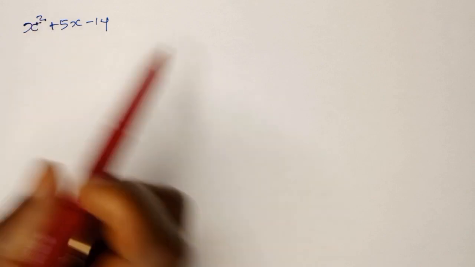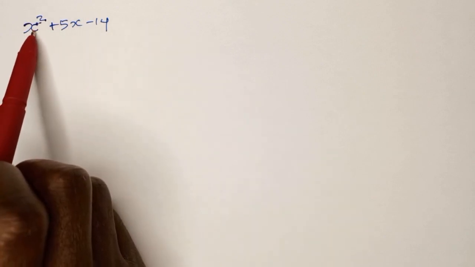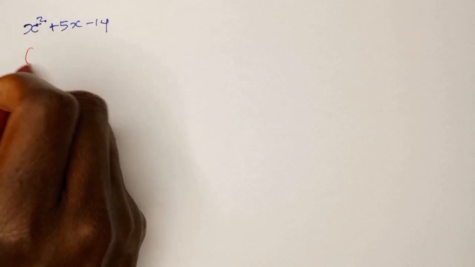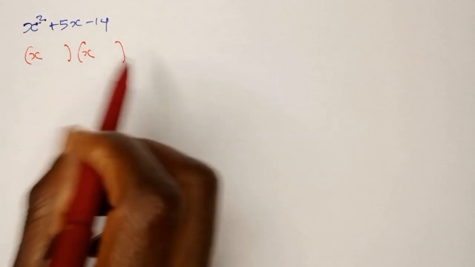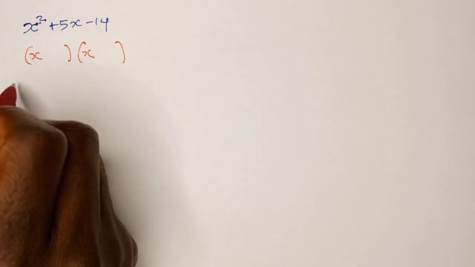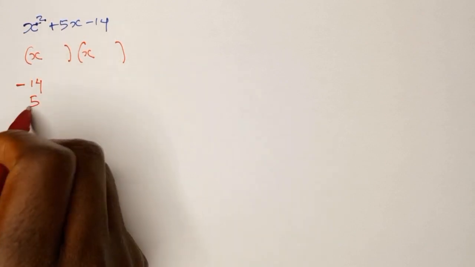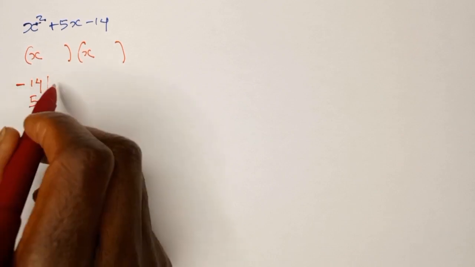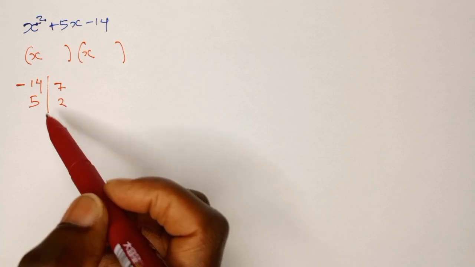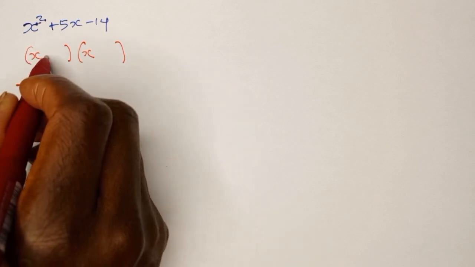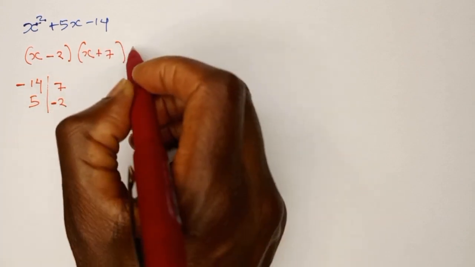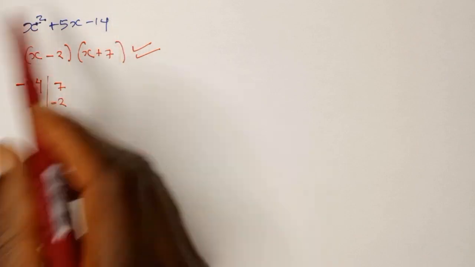Another example, if I'm told to factorize x squared plus 5x minus 14. If the coefficient of x squared is 1, I'll show you a simple way of doing it. You just come up with 2 brackets like this, then you put an x here and an x here. Then you look for 2 numbers that when you multiply them you get negative 14, and when you add them you get positive 5. Those 2 numbers are 7 and 2. For the product to be negative 14 and the sum 5, one must be negative 2 and the other positive 7. And this is how you factorize this quadratic expression.